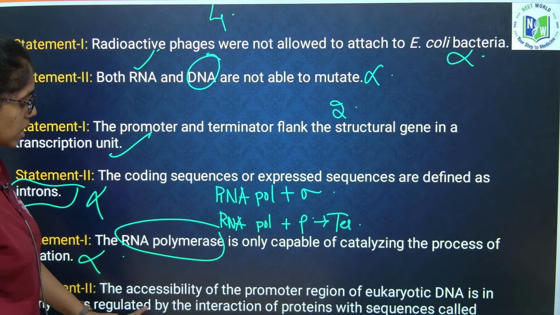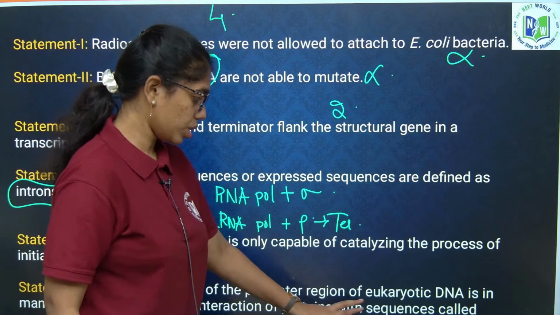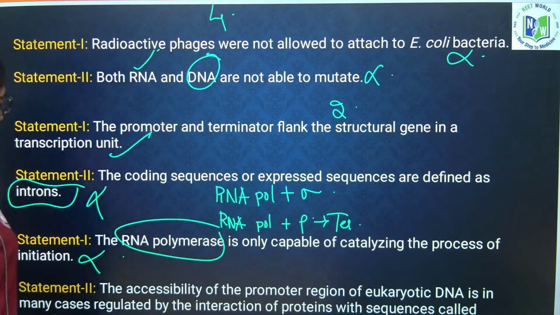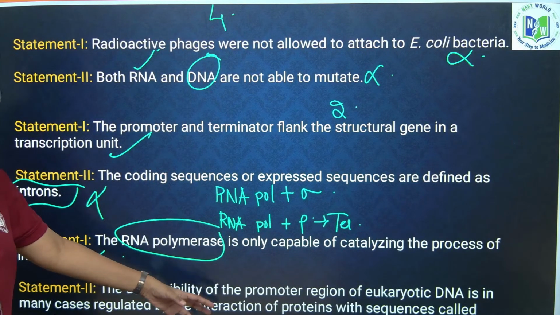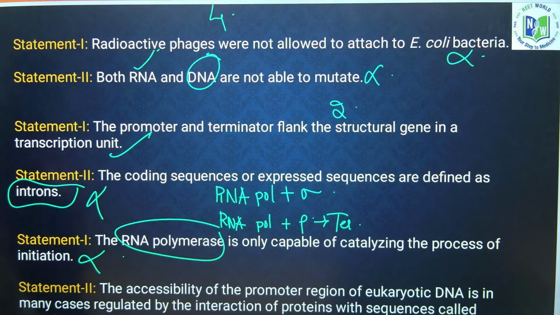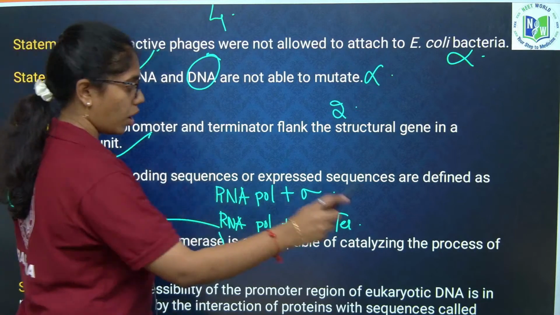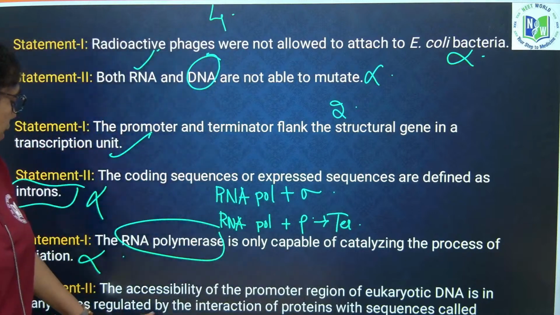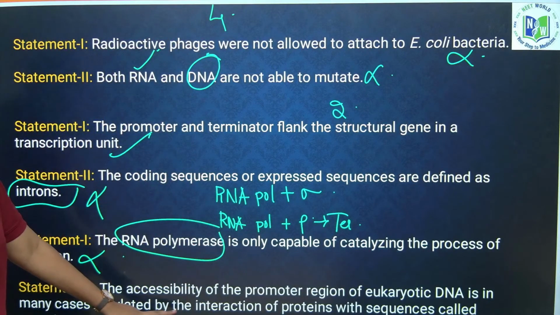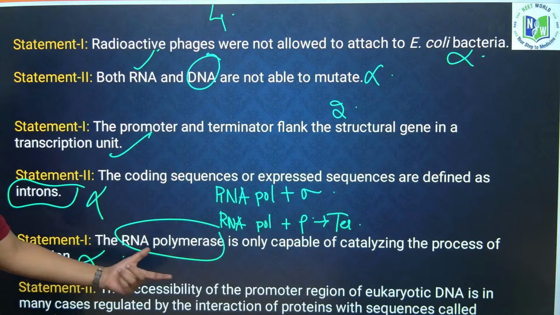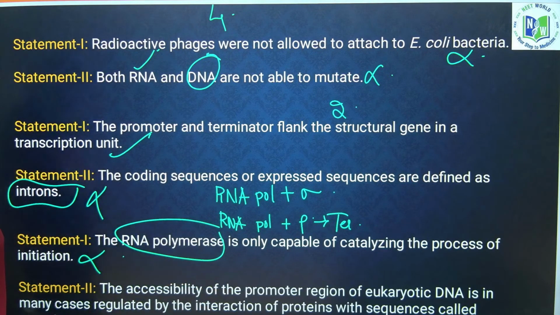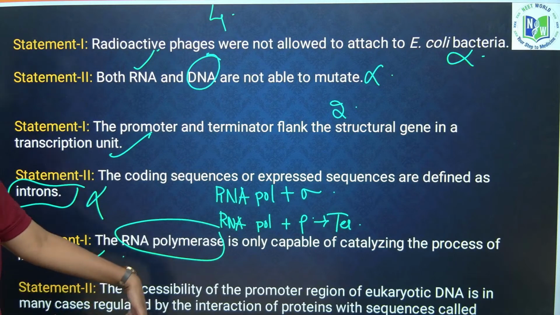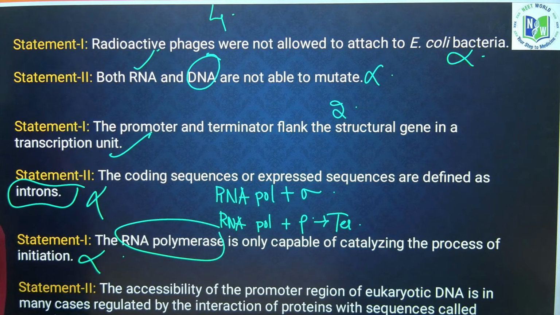The accessibility of the promoter region of eukaryotic DNA is in many cases regulated by the interaction of proteins with the sequences called operators, he is saying. Wrong. Okay, it is many times regulated by the interaction of proteins. Once again, let me read the statement. The accessibility of promoter region of eukaryotic DNA is regulated by the interaction of proteins with the operator.